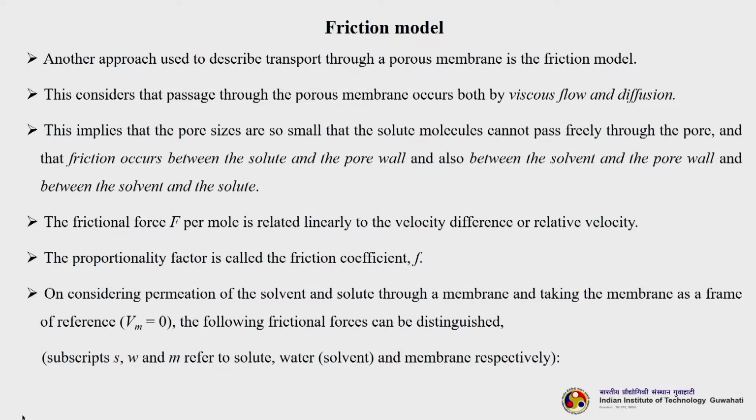Another approach to describe the transport through a membrane is the friction model. Why has this model come into the picture? Because when the pore sizes are small, the molecules cannot pass freely through the pores, and friction occurs. Friction occurs between the solute and the pore wall, between the solvent and the pore wall, as well as between the solvent and the solute. So three types of friction are happening: solute and pore wall, solvent and pore wall, and solute and solvent.